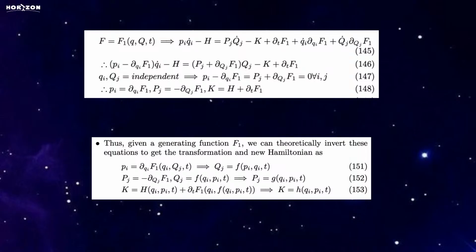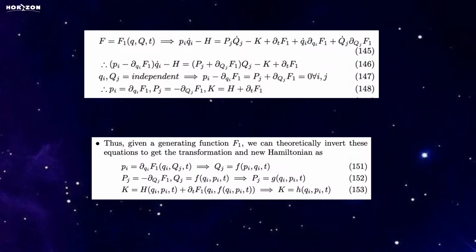This is a very important observation, as it says the explicit time dependent part of the generating function only contributes to the new Hamiltonian. It does not contribute to the coordinate transformations themselves, that is, to the transformation equations. So this is a very important and interesting observation which we can note. Also, K, the new Hamiltonian, is just a name given to the new Hamiltonian.